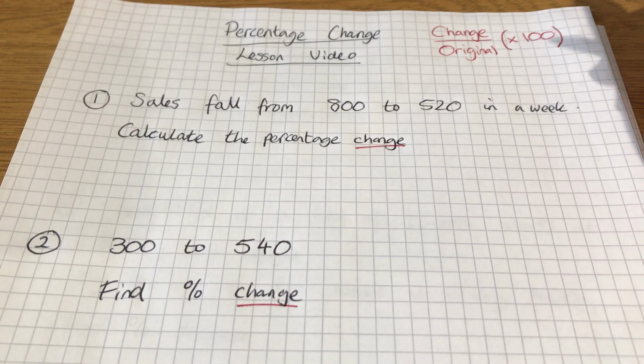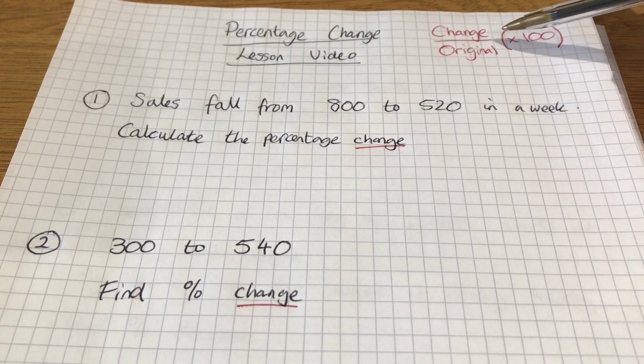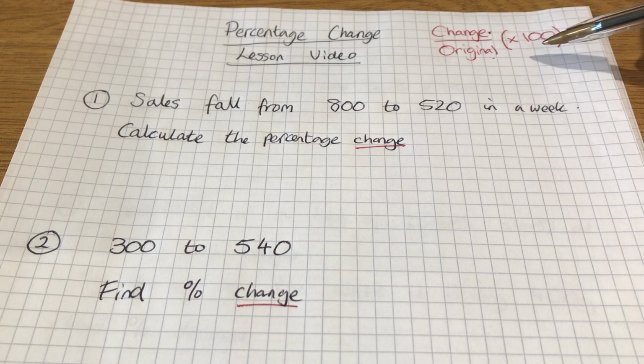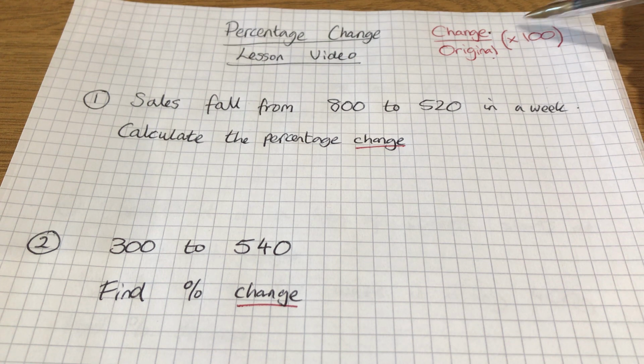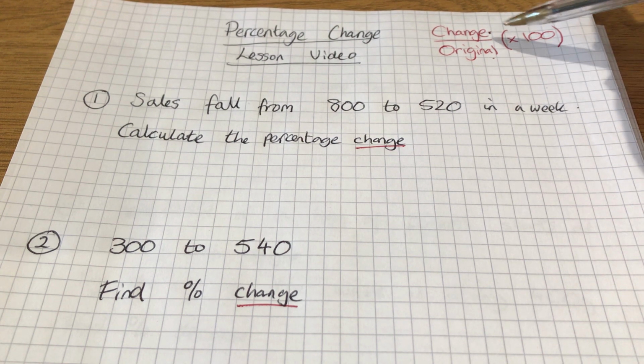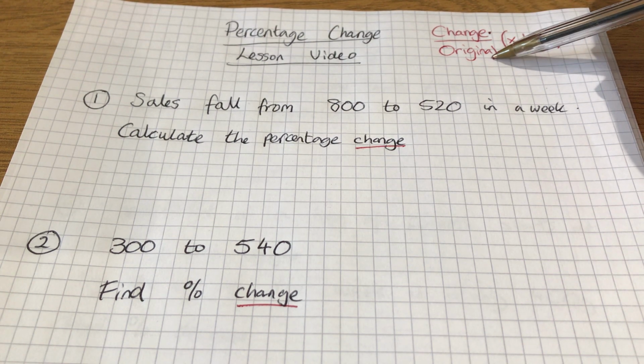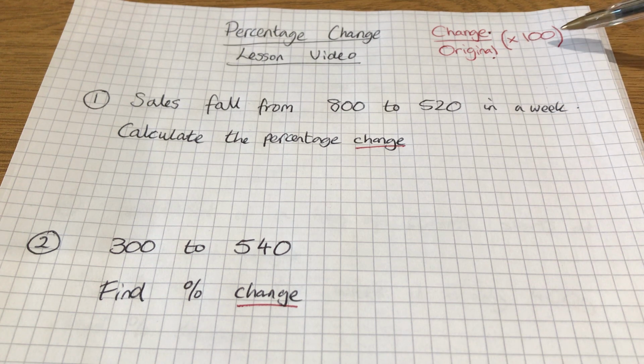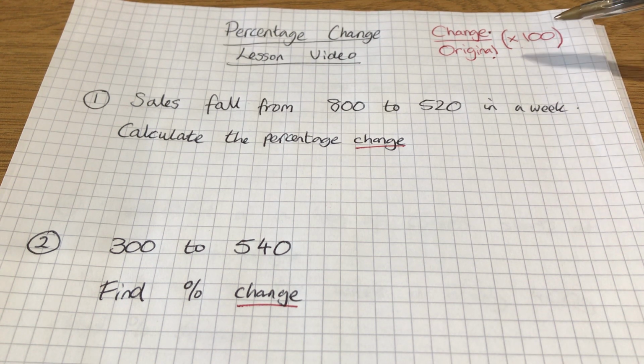I've just put in the top corner here a little bit of a formula. The formula is the change divided by the original amount times by 100. I've put the times by 100 in brackets because I think it's easier, especially with a calculator: whatever the change is, divide it by the original amount, and then times by 100, done.